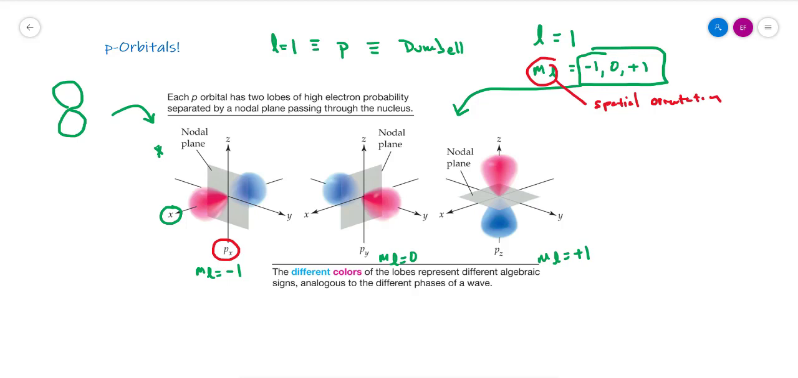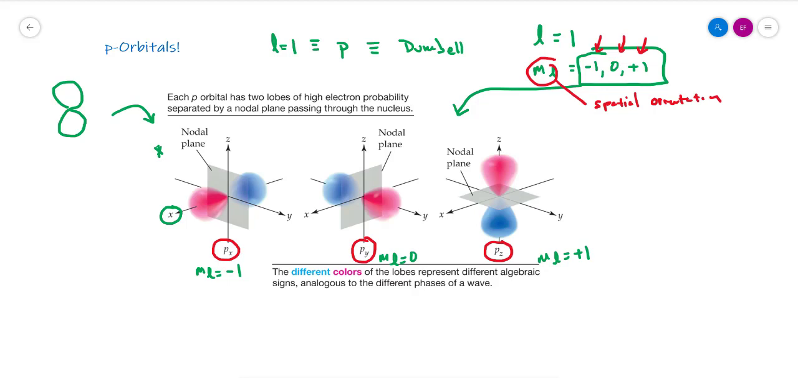Similarly, we could look over here and identify that the bulk of the electron probability is now lying along the y-axis. So we could call this the p sub y, and the same goes for the p sub z. So we have 3 different orientations of any p orbital. They could lie along any one of the 3 Cartesian axes, and that's where we get these 3 individual magnetic quantum numbers. We can't have any more magnetic quantum numbers than 3 for L equals 1, meaning we are constrained to these 3 different orientations.